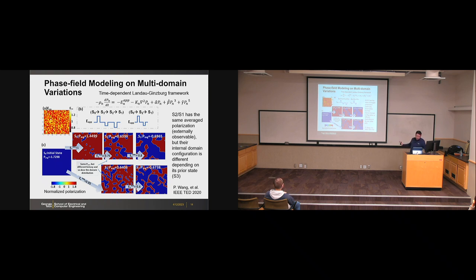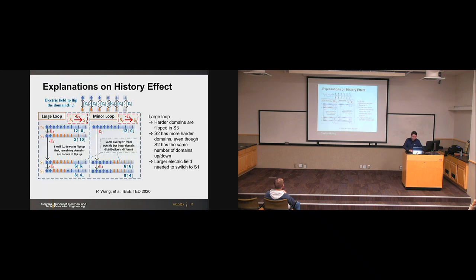If this is still very complicated to understand, then I'll give you a simple toy example here. Let's just assume we have six domains, and they have different polarization, let's say the coercive field, to flip the domains. Sometimes we call this a harder domain, and this an easier domain to flip. So in the large loop, let's say we start from the ground state, all the dipoles are pointing up, and then in the larger loop, we first flip 10 domains down.